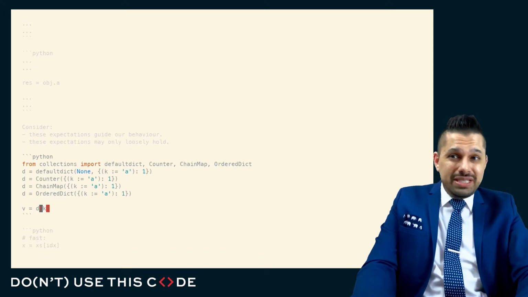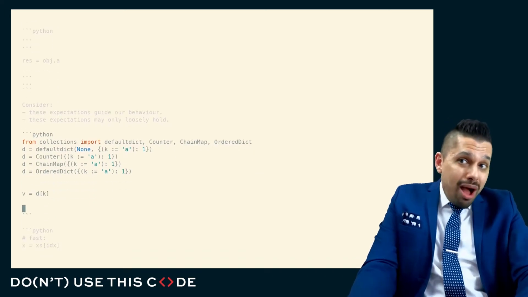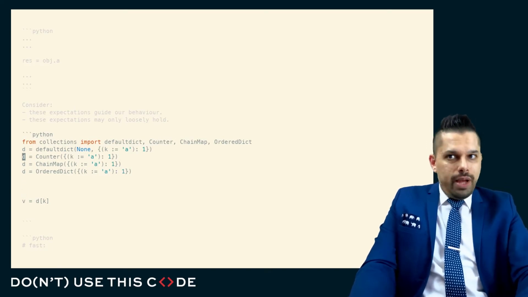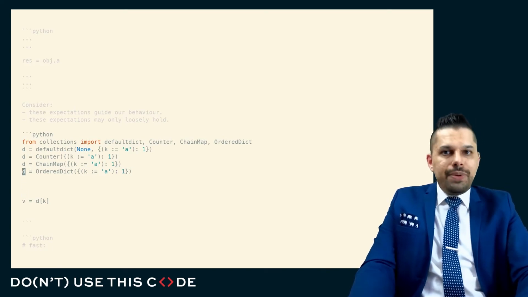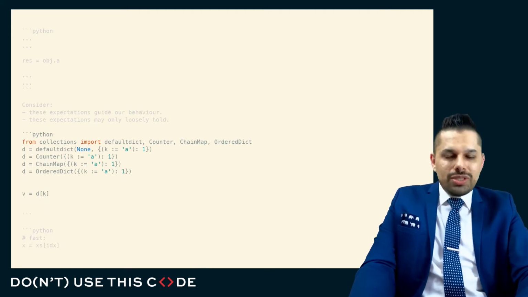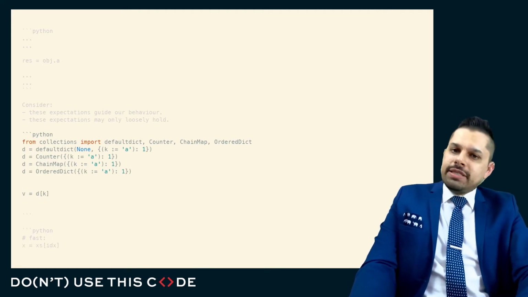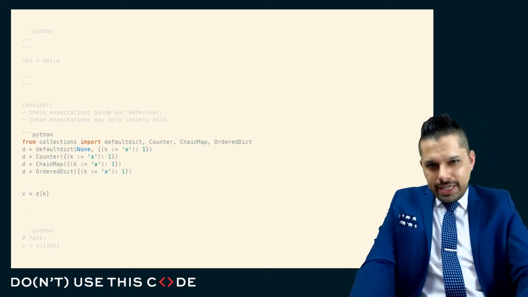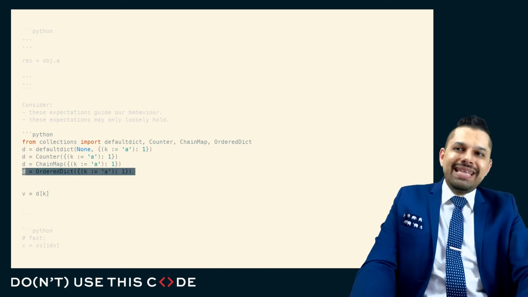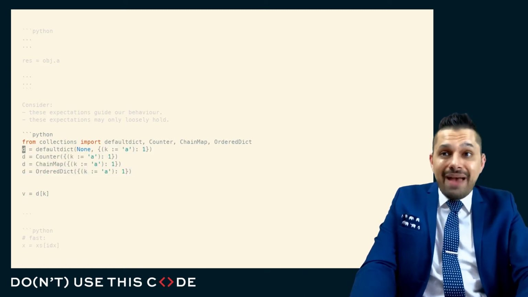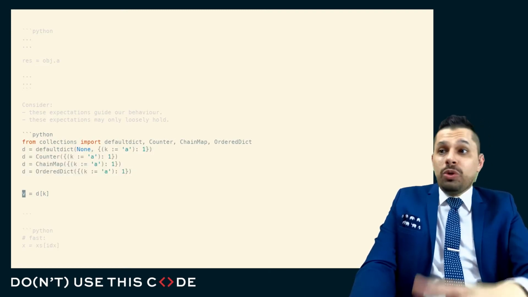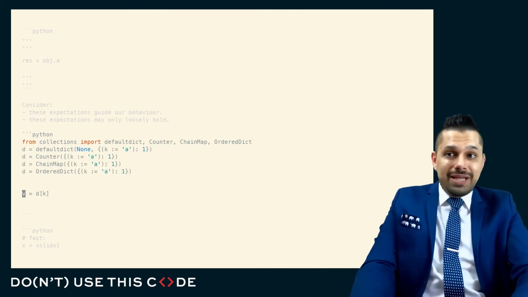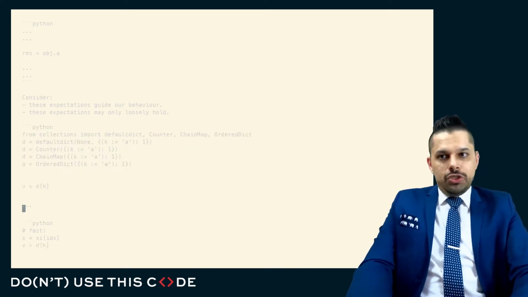Because if you see v equals d of k, this probably is a dictionary, but it might not be. It might be a default dictionary, or it might be a counter, or it might be a chain map, or it might be an ordered dictionary. But note that even though this isn't strictly a dictionary, knowing that it probably is a dictionary, that loose expectation is actually enough to guide our behavior because in this particular case, it doesn't actually matter which of these four types it is. We should largely be able to understand what this line does, irrespective of which of these types it happens to be.